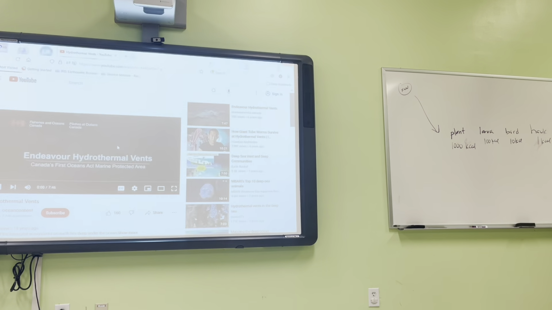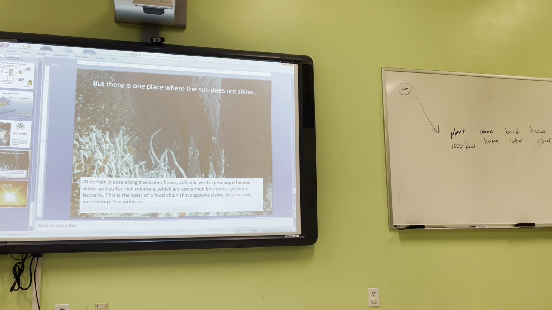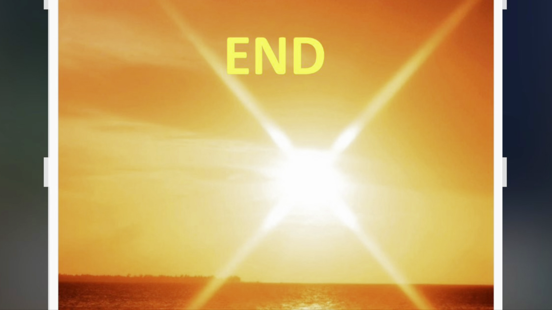Pretty amazing that we have that environment where, you know, photosynthesis does not even occur. Any questions, comments, observations, or conclusions? Probably stuff you already knew, right?